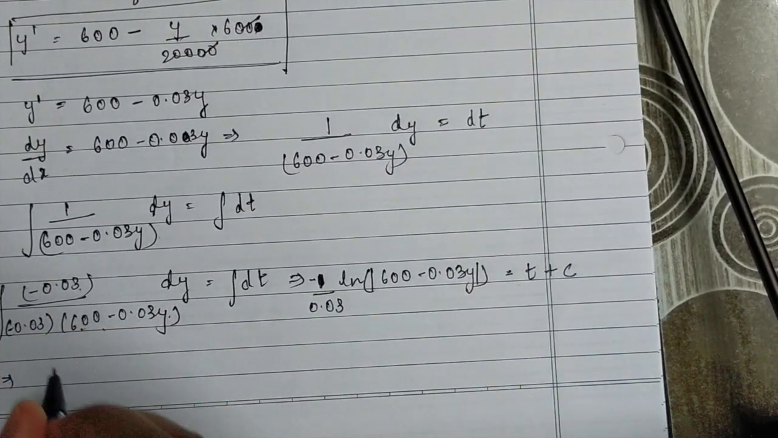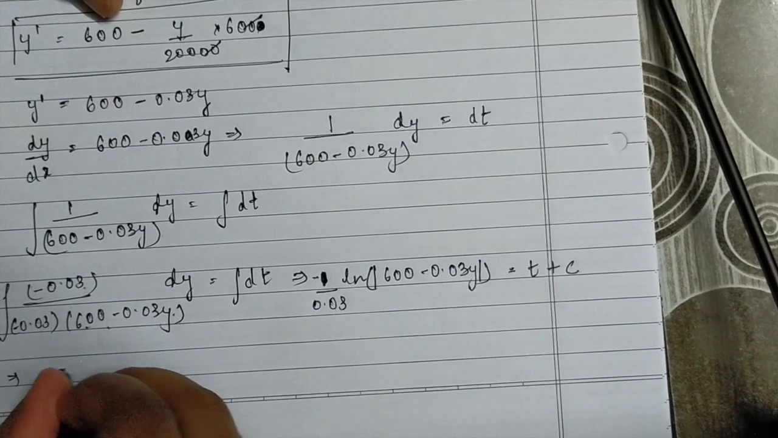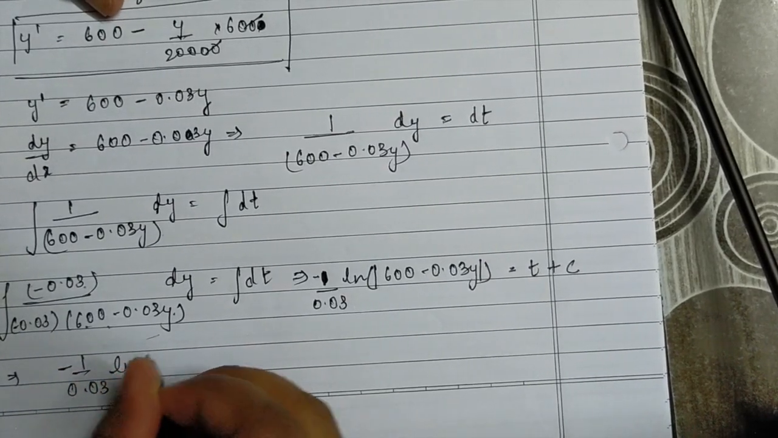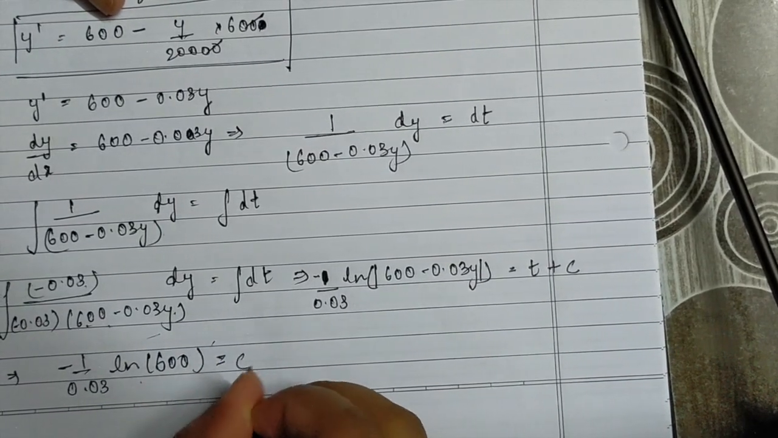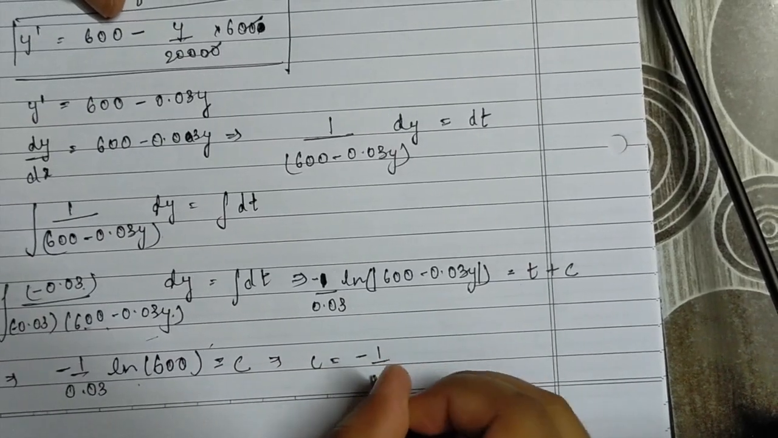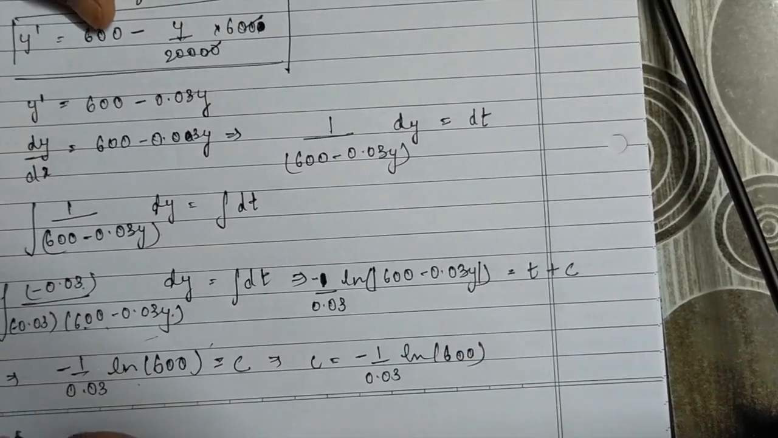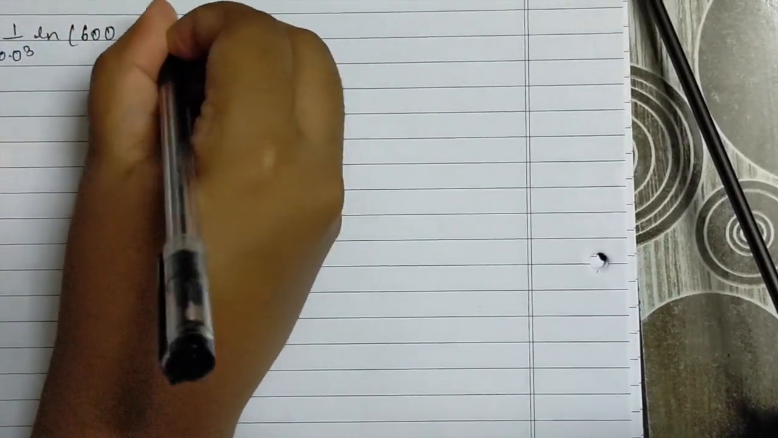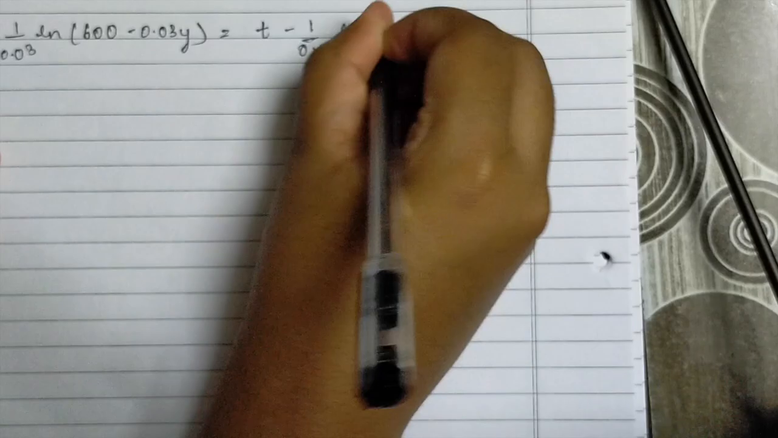Let's take the initial conditions over here. At t equals 0, we have 0 amount of fresh air in the room because fresh air hasn't started filling in the room. Let's substitute those conditions. We get minus 1 by 0.03 natural logarithm of 600 minus 0 equals c. Implies c equals minus 1 by 0.03 natural logarithm of 600. Substituting it over here, we have minus 1 by 0.03 natural logarithm of 600 minus 0.03y equals t minus 1 by 0.03 natural logarithm of 600.